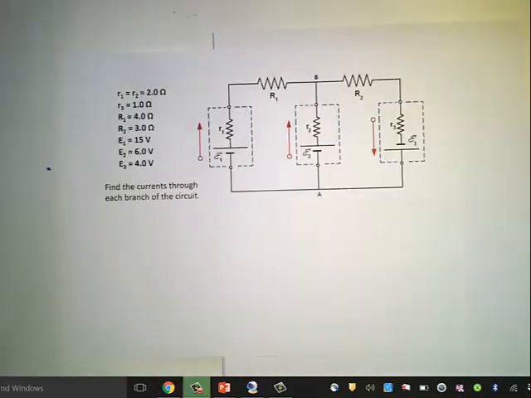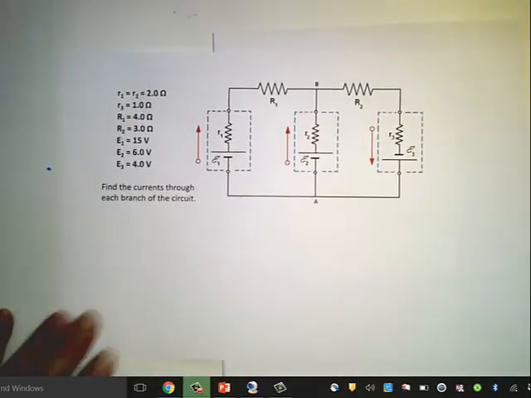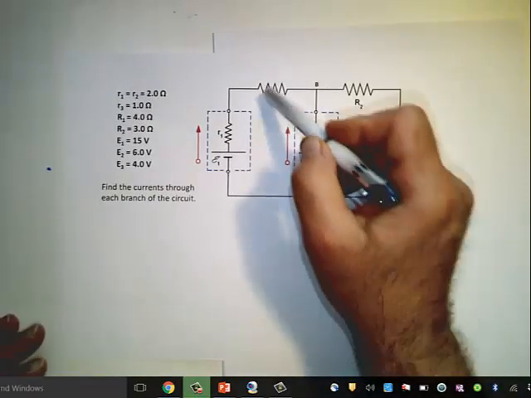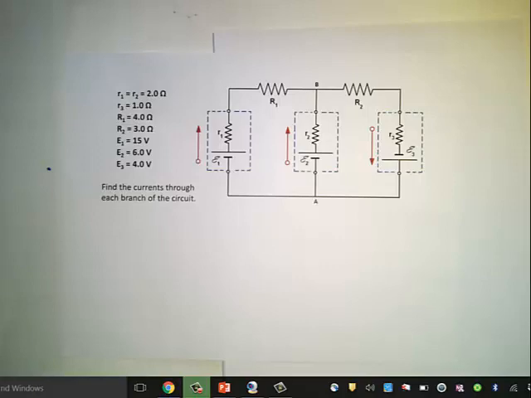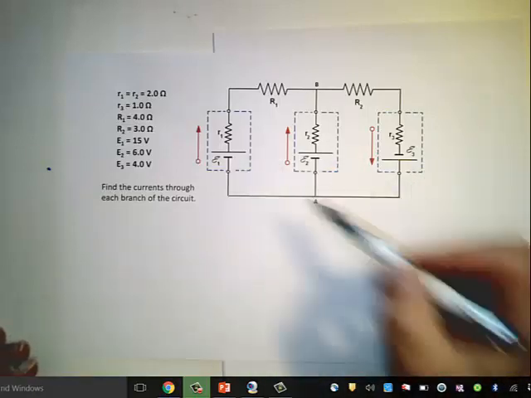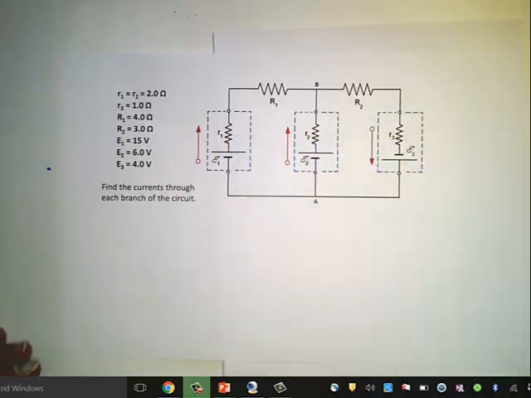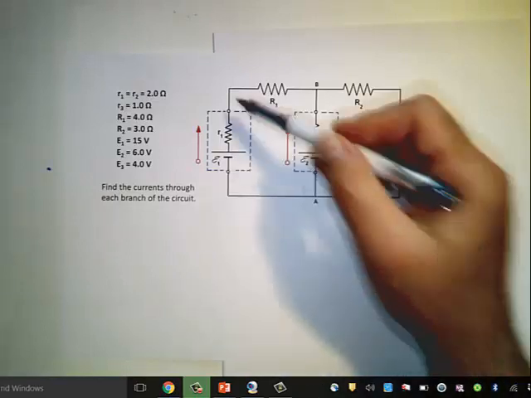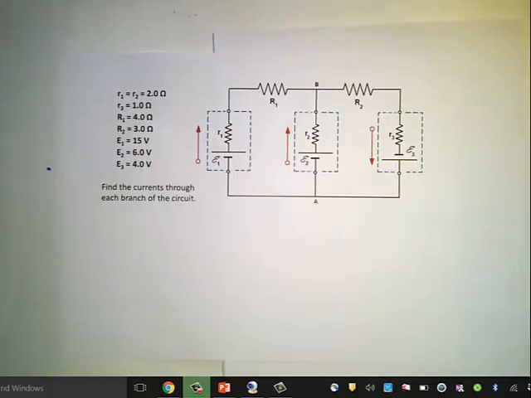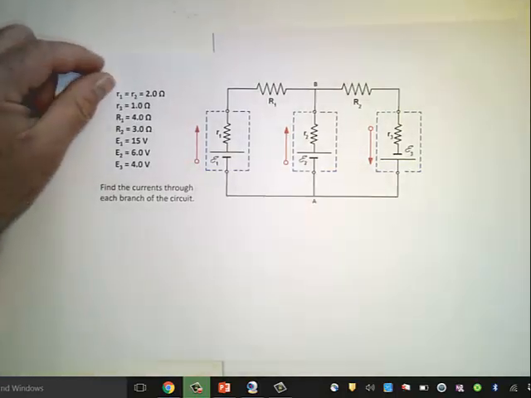All right, here's an example that's a little bit tougher. You can see it's kind of complicated. What we have here is a circuit with a couple of resistors, R1 and R2. We've got three batteries, and not only do we have three batteries, the batteries all have some internal resistance, which we just treat like a separate resistor. Notice some of these batteries are fighting each other, some are helping each other. So this is kind of a complicated situation. And they want to know what's the current through each of the branches of the circuit.